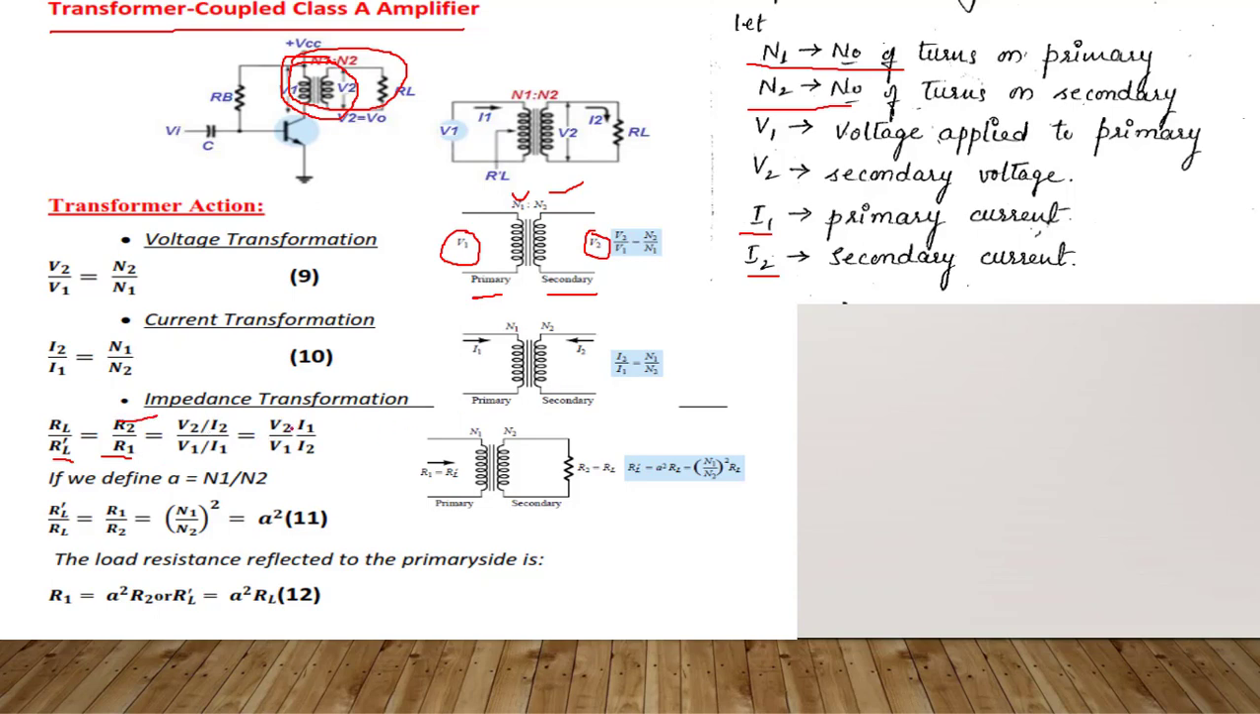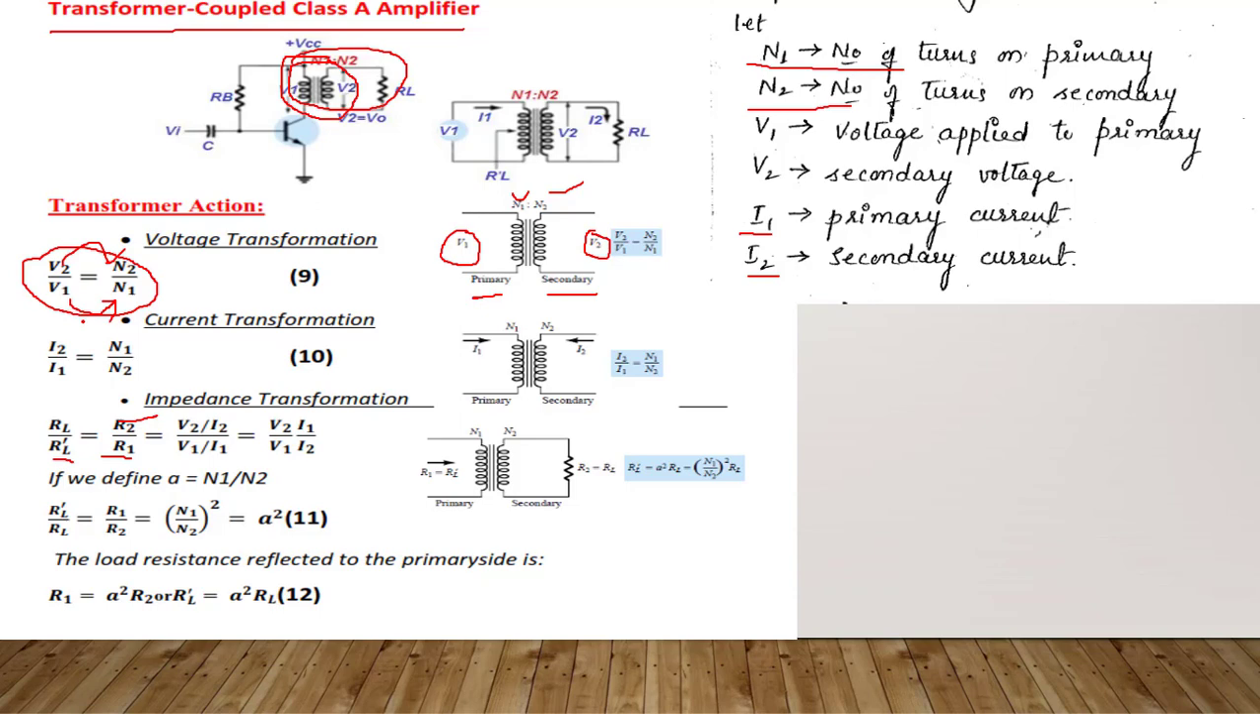Now, any doubt? We have a total of 8 terms. N1 and N2 are the number of turns, V1 and V2 voltage, I1 and I2 current, R1 and R2 resistance. One is defined as primary, two is defined as secondary. Now here, what is actually voltage transformation? Voltage transformation is V2 by V1, which is N2 by N1. So V2 by V1 is equal to N2 by N1.